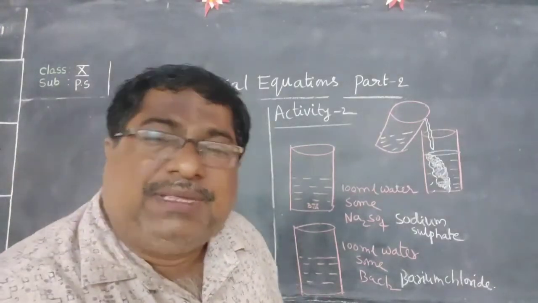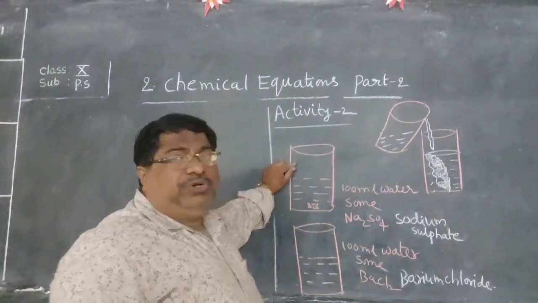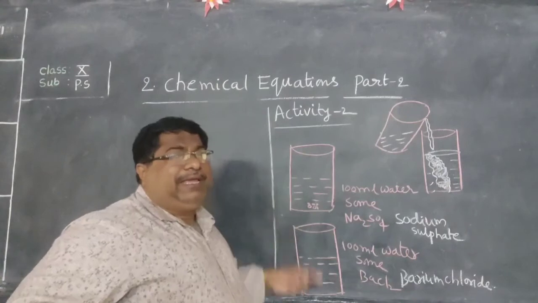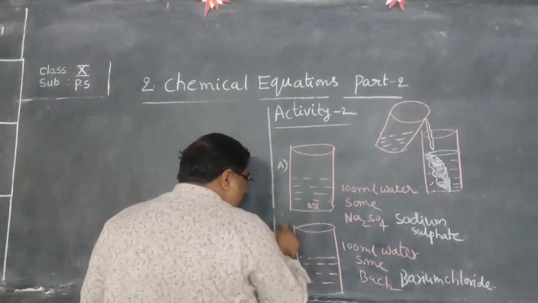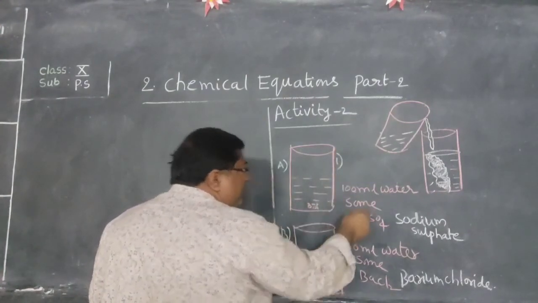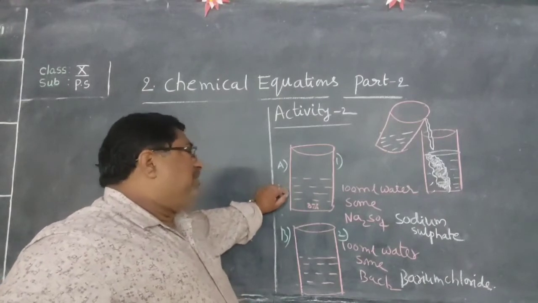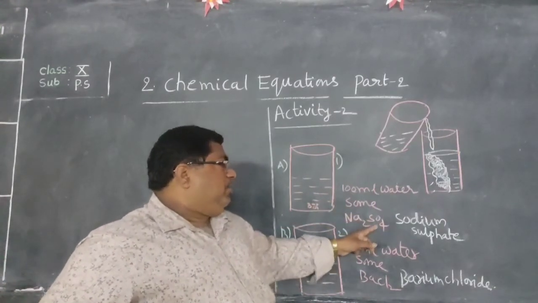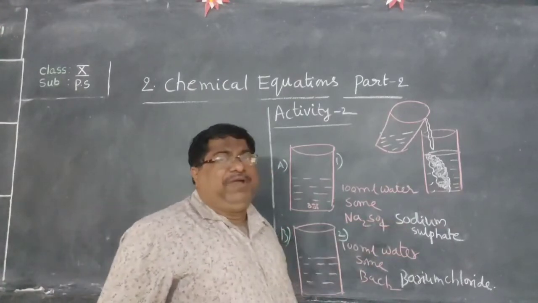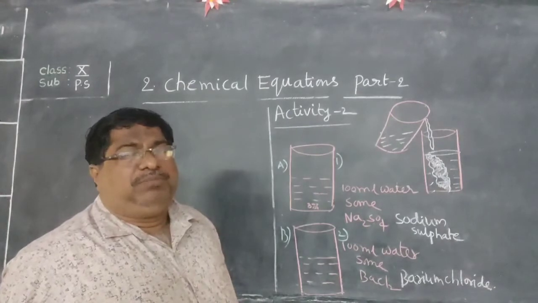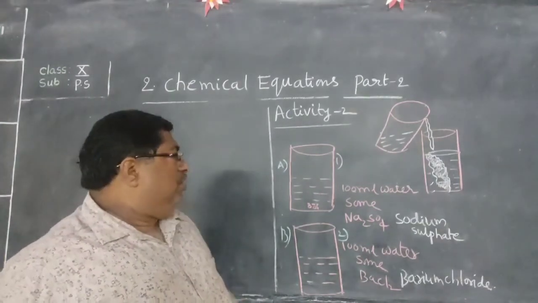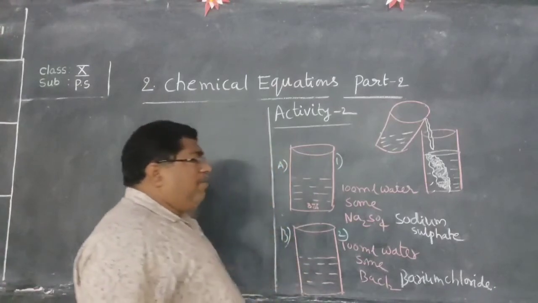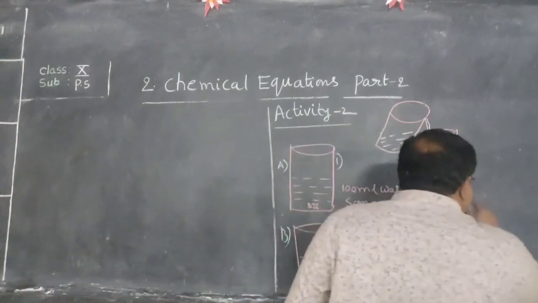Activity number 2. See children, here we have to take two similar beakers, beaker 1 and beaker 2, or you can take them as beaker A and beaker B. In the first beaker, 100 ml of water is taken, and we have to add some Na2SO4, sodium sulfate salt, because sodium sulfate is also a salt. Then sodium sulfate solution is formed.